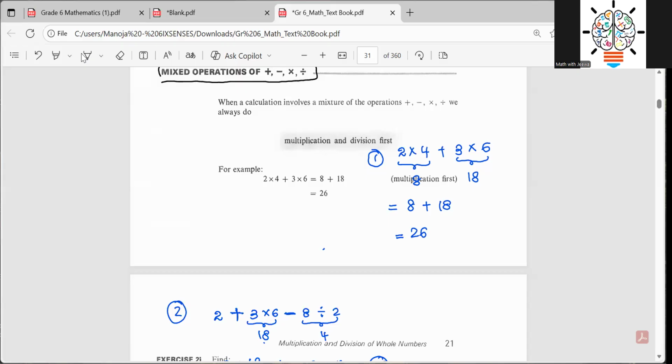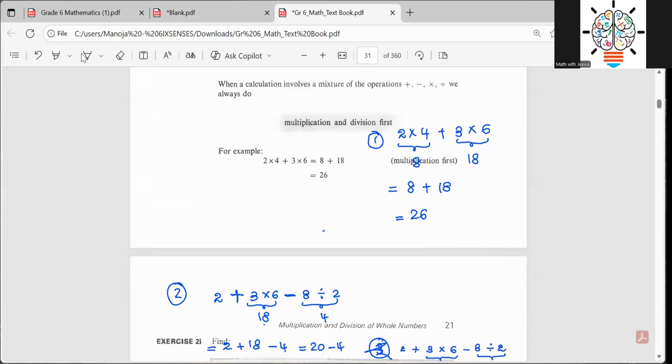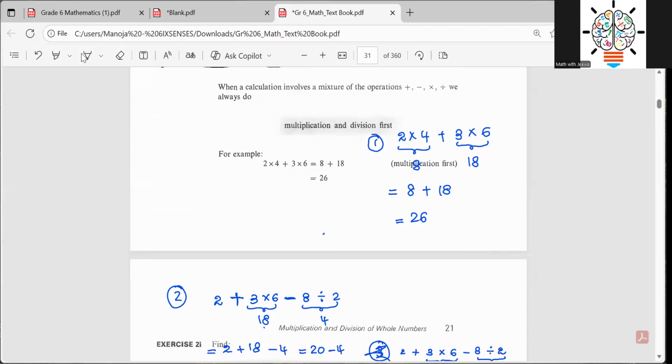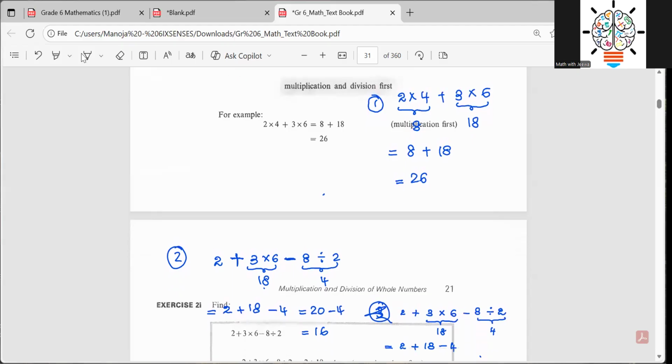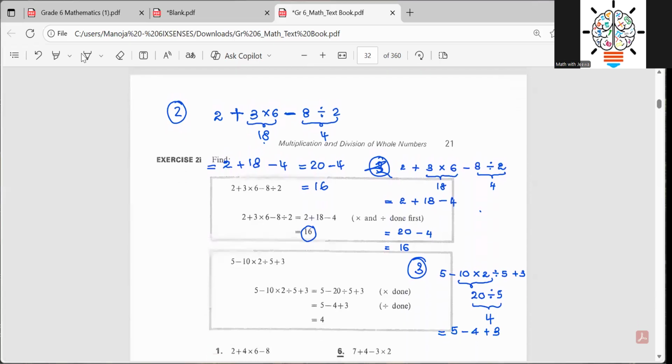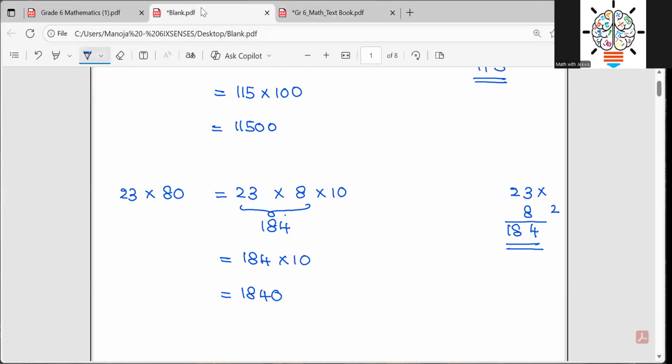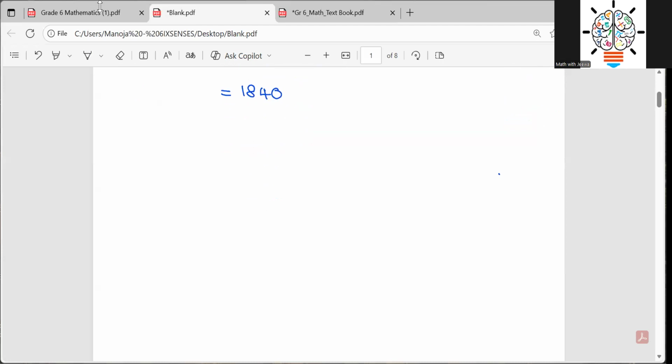So then what are the numbers you have? You have 2 plus 18 minus 4. 2 plus 18, what is the answer? It is 20. From 20 you deduct 4, it gives you the answer 16, right? So that is how you do. Let's say you have something like this. I will write here and do it because it is not clear.